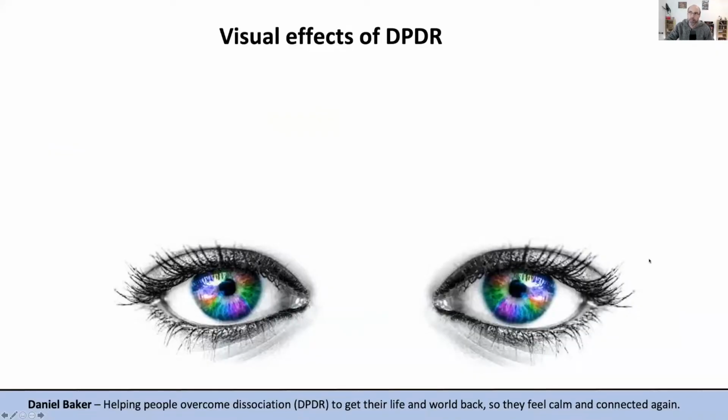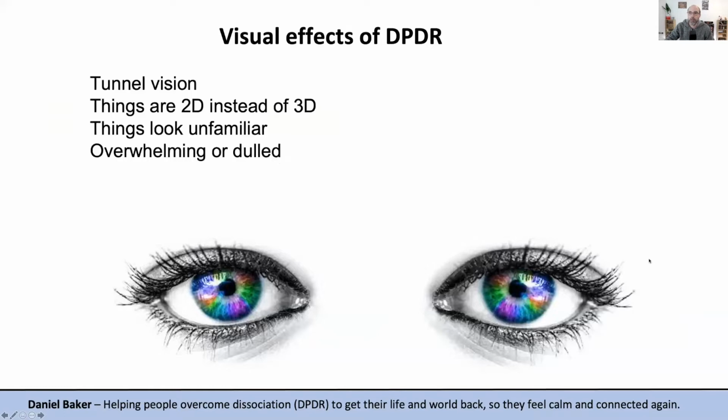So let's get into the video about all that weird stuff that you're seeing with DPDR. Let's have a look at some of the visual effects that happen during depersonalization or derealization. So things that people can experience are things like tunnel vision, or things are 2D instead of 3D. They feel flat. Things that once looked familiar now look unfamiliar, or things can look really overwhelming, or the opposite of that, they can look quite dull or muffled.